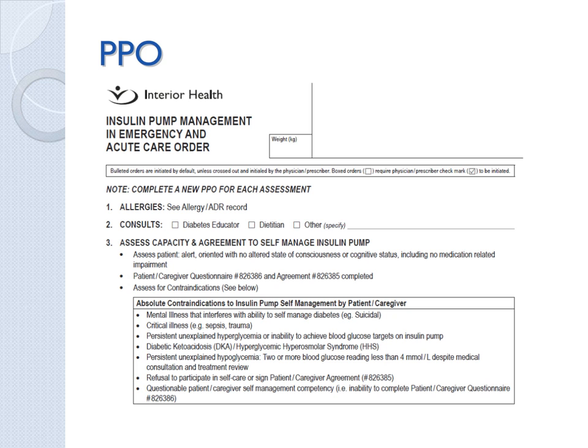Together with these documents, the most responsible physician will assess for contraindications, such as any sign of mental illness that would interfere with the self-management of diabetes, such as the patient is suicidal, any critical illness such as sepsis or trauma, persistent unexplained hyperglycemia, diabetic ketoacidosis, persistent unexplained hypoglycemia, that is 2 or more blood sugars less than 4 despite medical consultation and treatment review, or any refusal to participate in self-care or sign the patient caregiver agreement, or finally, if there is any questionable patient caregiver self-management competency issues.